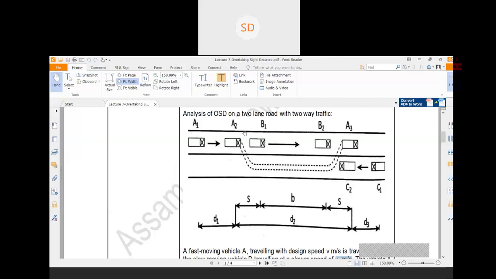Now, one interesting thing, in the case of numericals or practical problems, suppose the design speed is given, but the speed of the slow moving vehicle is not given. In that case, the speed of the slow moving vehicle is considered as 16 kilometer per hour lesser than the design speed. You just remember this thing.